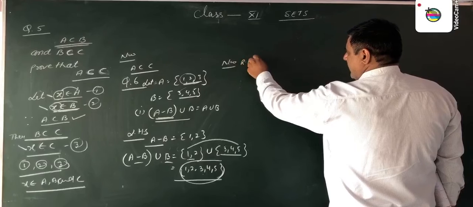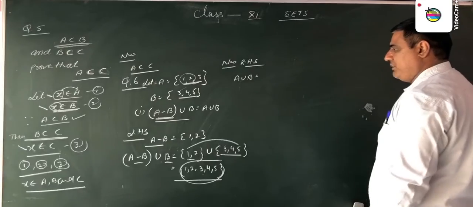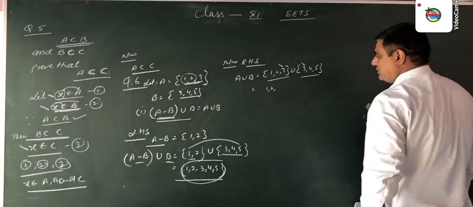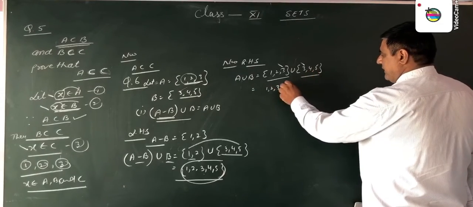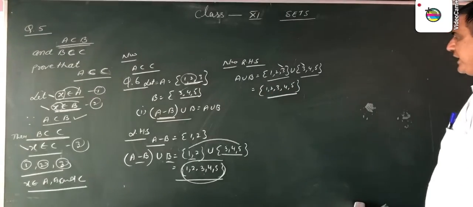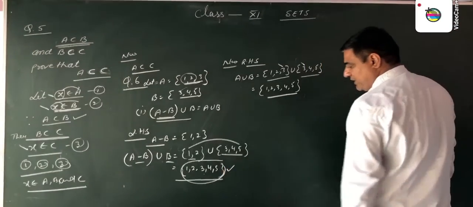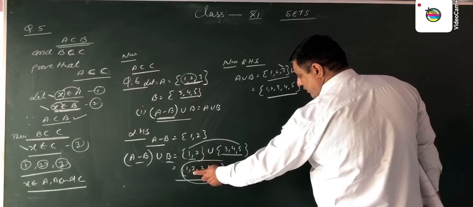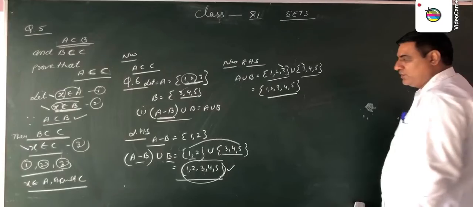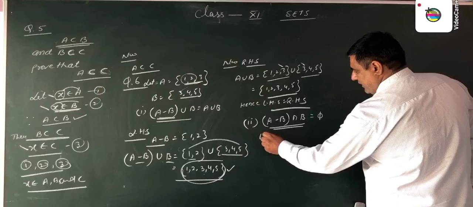In the right hand side we have A union B. We have to find A union B. Here set A is 1, 2, 3, and 3 is a common element of both, so we write it one time, and the other elements of B are 4, 5. Now this is the union of these two sets: 1, 2, 3, 4, 5. Now the left hand side also has the elements 1, 2, 3, 4, 5, and this also has 1, 2, 3, 4, 5. So hence LHS is equal to RHS.